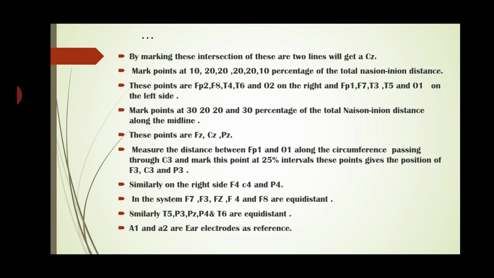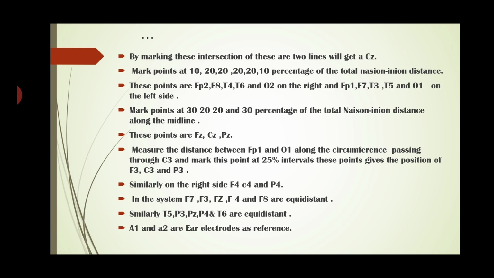By marking the intersection of these two lines, we'll get Cz. Mark points at 10, 20, 20, 20, 20 and 10% of the total nasion-inion distance. These points are Fp2, F8, T4, T6 and O2 on the right side, and Fp1, F7, T3, T5 and O1 on the left side.